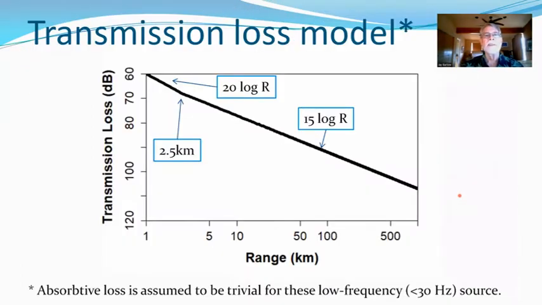I'm going to model transmission loss at ranges greater than 2.5 kilometers as 15 log R, 15 times the log base 10 of the range. And at less than 2.5 kilometers, I'm going to assume spherical spreading, as Miller and his co-authors did.